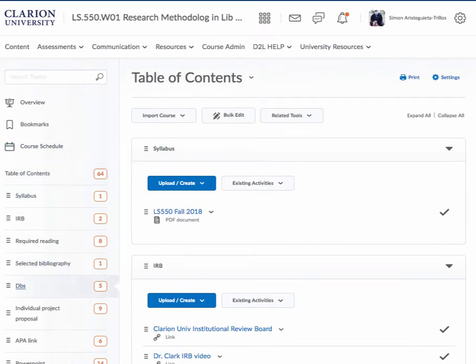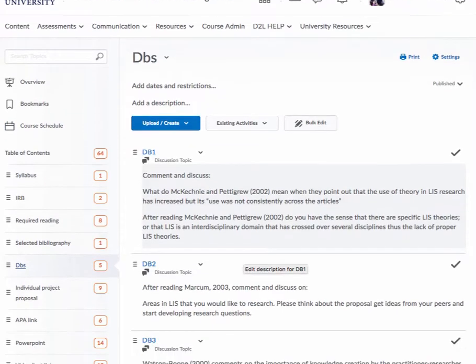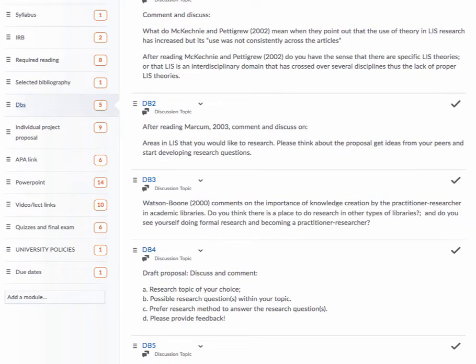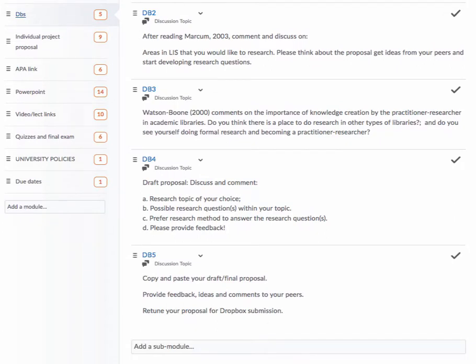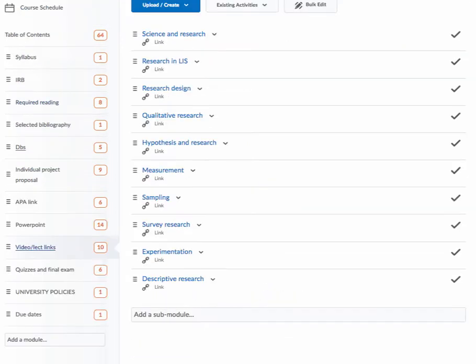Then we have the DBs, and you can see them here. In at least the first three, you have to do some extra readings that are here where it says required readings. And then for DB4, we want to hear about your research or project proposal, and in DB5, you paste your proposal there.